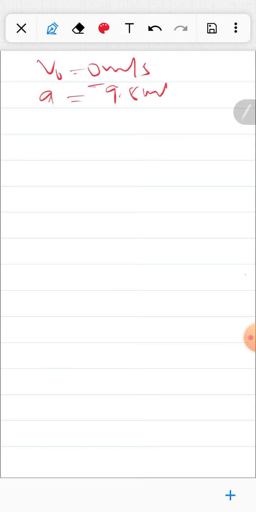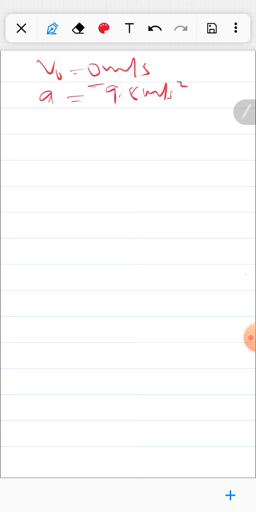Hey guys, let me just do this example so you can look at it and compare your work with mine. So the basketball was dropped from rest. That means before it went down, its initial velocity was 0 meters per second. Its acceleration, I'm using down as negative 9.8 meters per second squared.